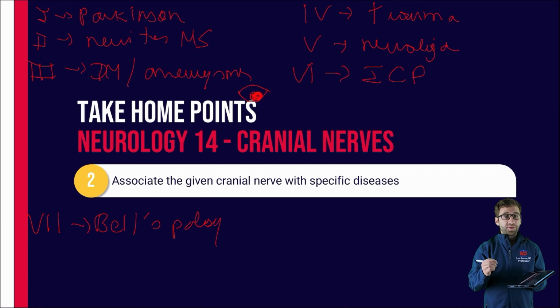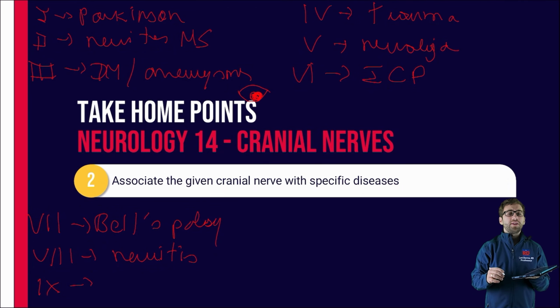Well, the vestibulocochlear nerve could be affected in vestibular neuritis or labyrinthitis, causing vertigo and hearing loss, and it's often viral. The glossopharyngeal nerve could be affected in a more rare condition, glossopharyngeal neuralgia as well, causing severe throat pain, often triggered by swallowing.